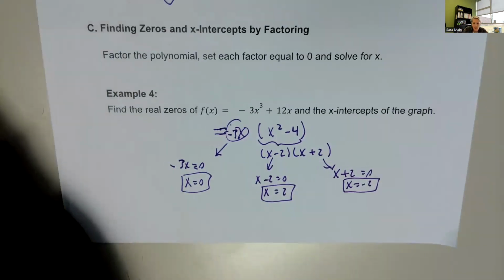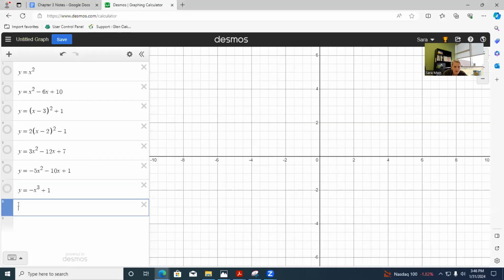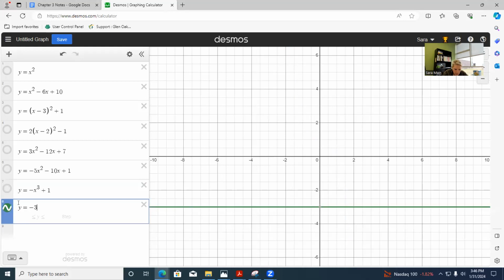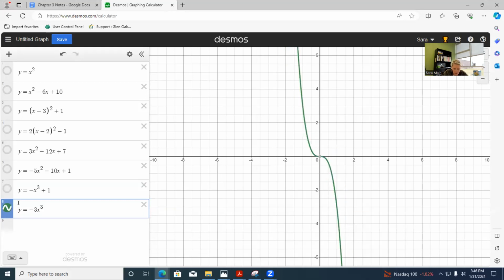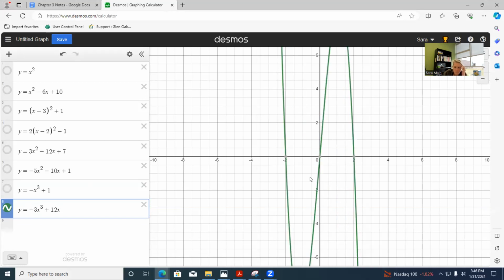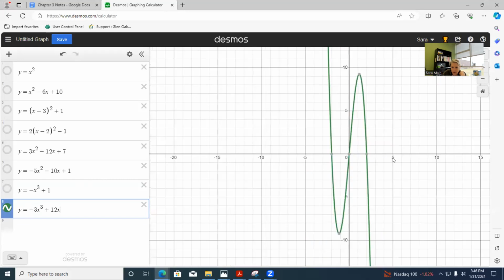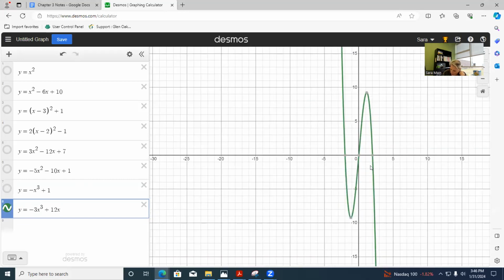And we can see that. You can see all of these by graphing them. If I type in y equals negative 3x to the third plus 12x, you can click on those. So there's one at negative 2, there's one at 0, and then there's one at 2. And I'm going to zoom out, and you can see it's just like the picture.